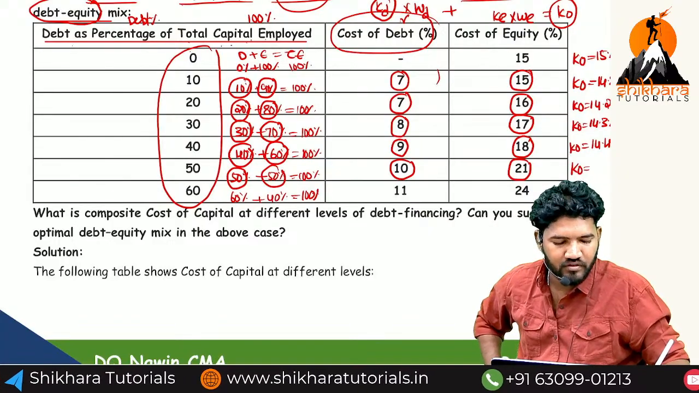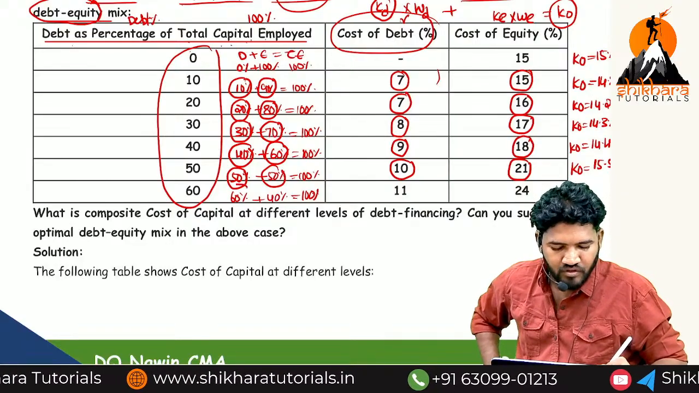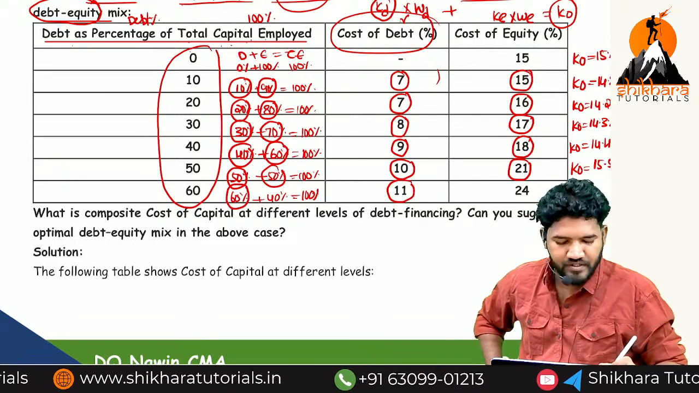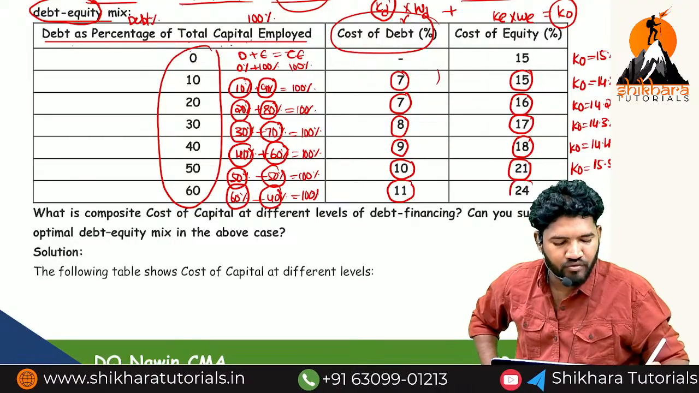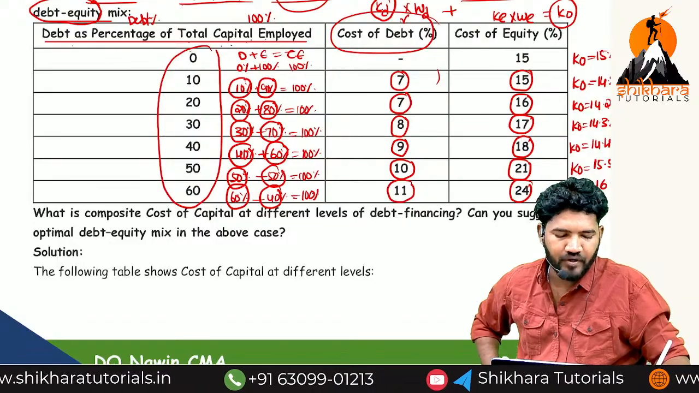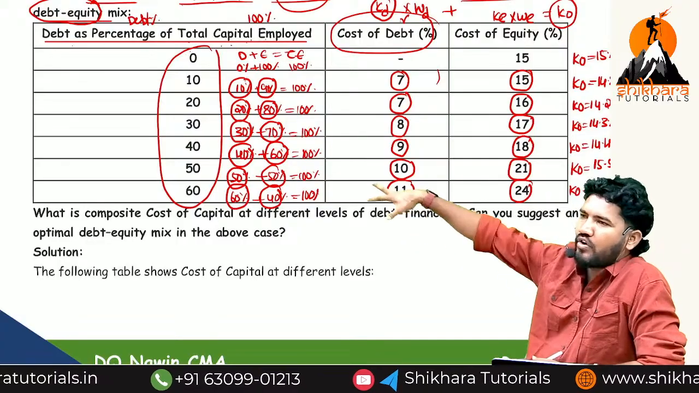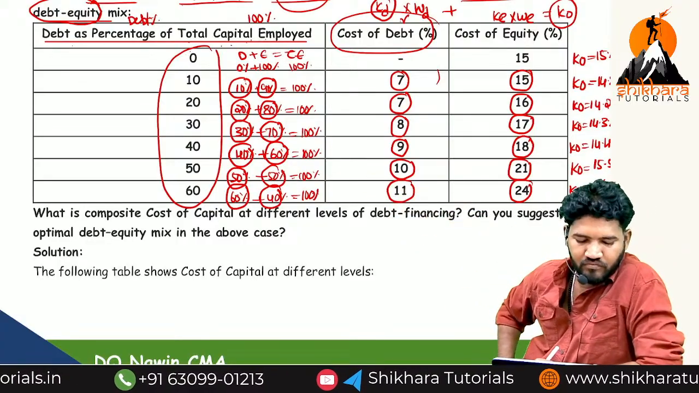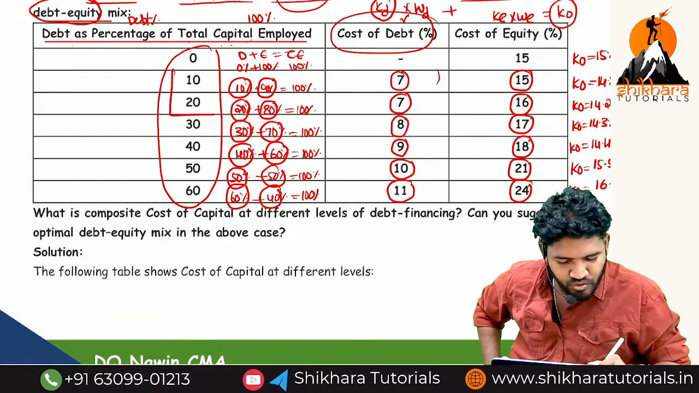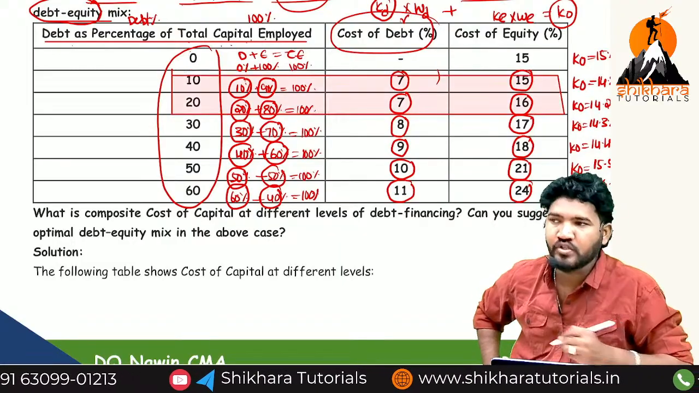15.5%. Next 0.6 into 0.11 M plus 0.4 into 0.24 M plus MRC, 16 point something. Now out of all this, where is the least cost? 14.2. That means these two are best only.